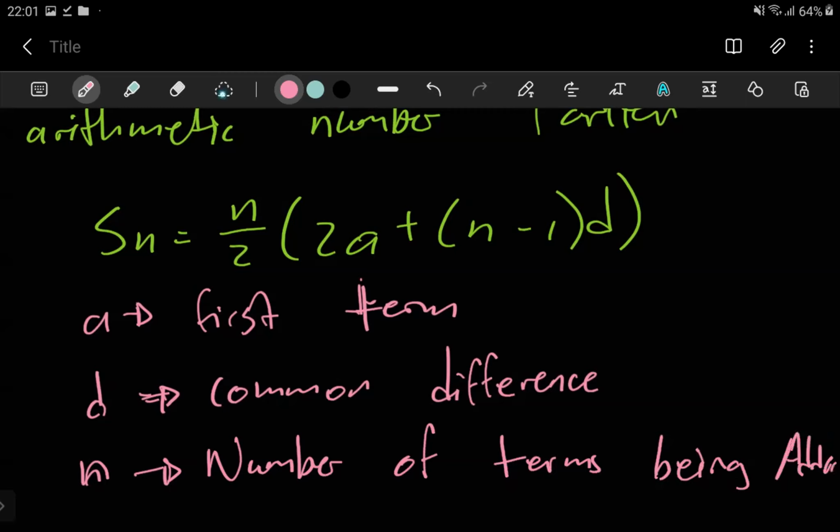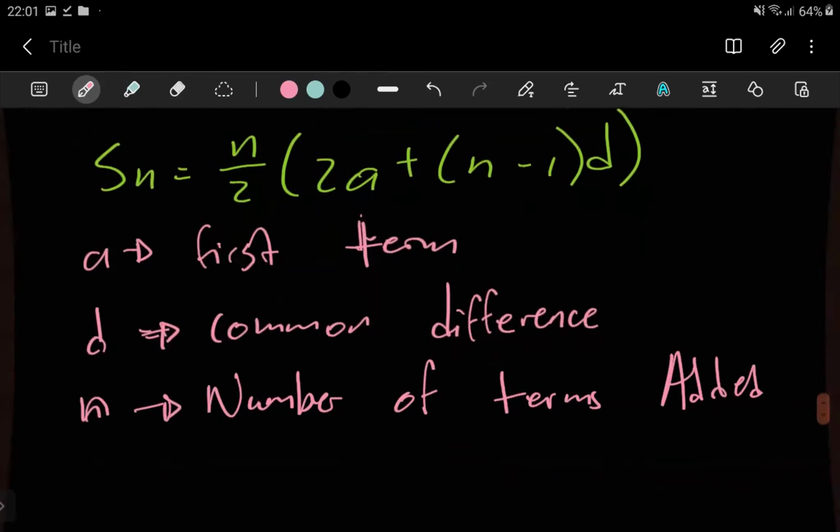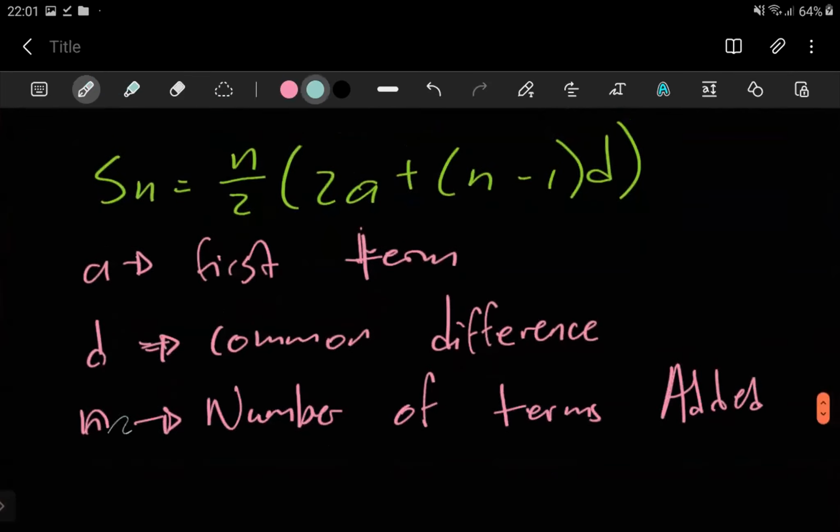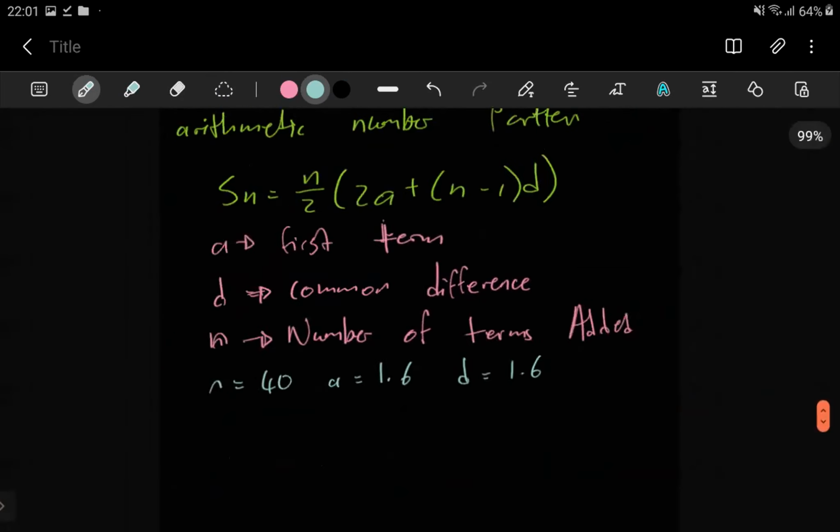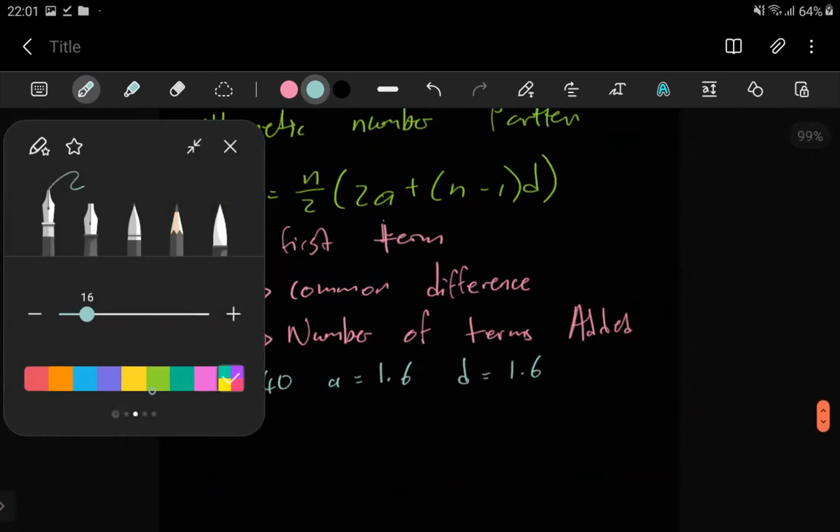Let's just say number of terms added. So for this formula, already in our question, we already know that the number of terms being added is just 40. Our first term is 1.6. Our common difference is just 1.6, you see. And then we can just put all that in our formula.